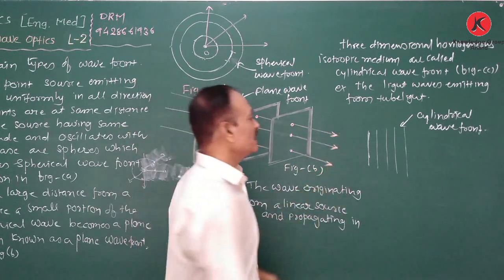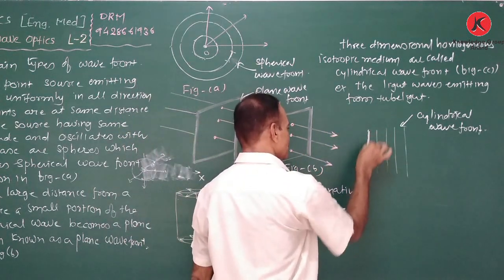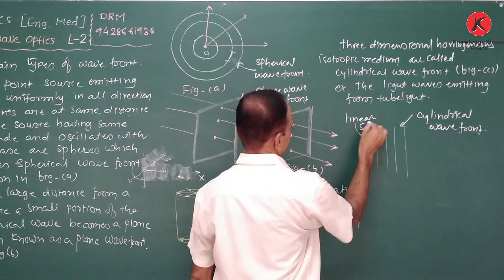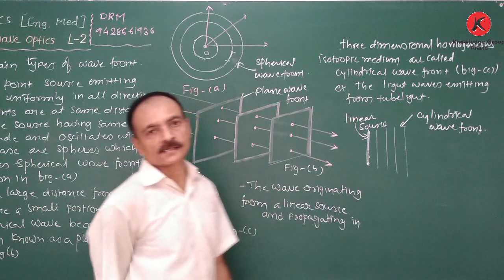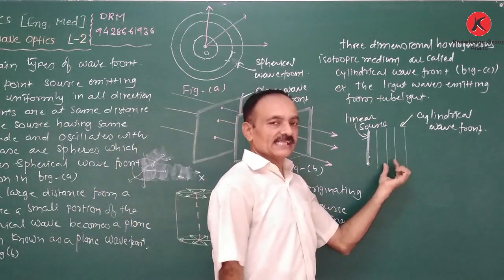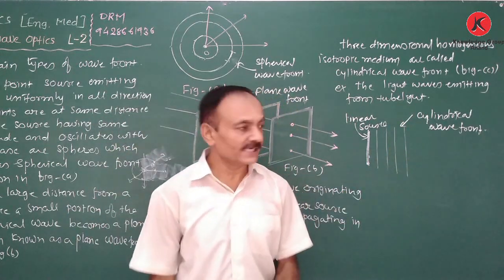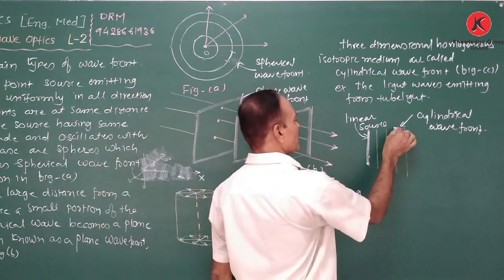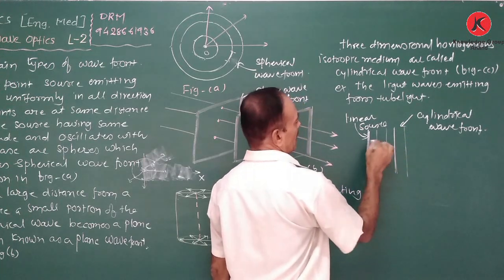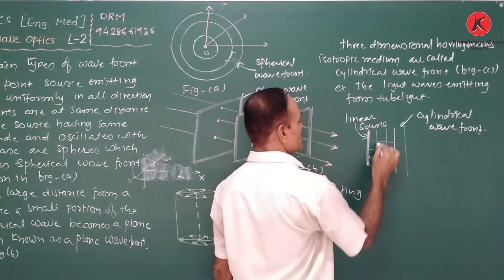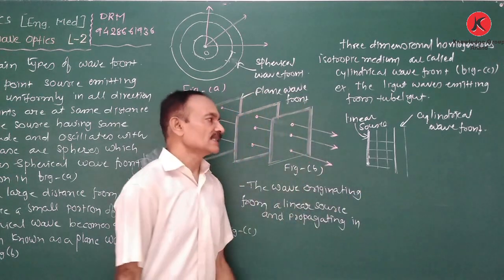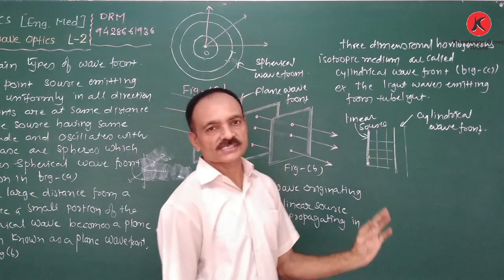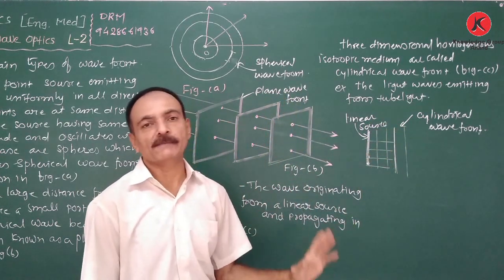Now, what about the light coming from the tube light? This light in three dimensions behaves as a cylindrical wave, or cylindrical wavefront, because the points on any one wave are at the same distance from the source, and all these points of this wave oscillate with the same phase and the same amplitude.